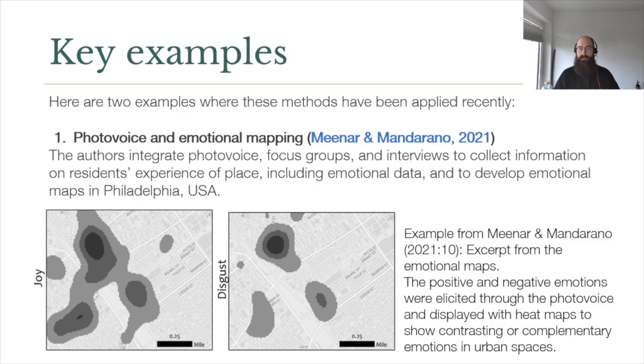So this first example comes from the United States, where researchers Menar and Mandarano used Photovoice, focus groups, and interviews to gather insights into residents' emotional experiences of place in the city of Philadelphia. Displayed with heat maps, this mixed methods approach resulted in emotional maps that show contrasting or complementary emotions in urban spaces, fostering a deep understanding of the complex relationship between people and their environment.